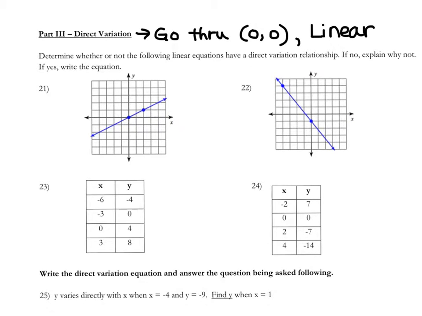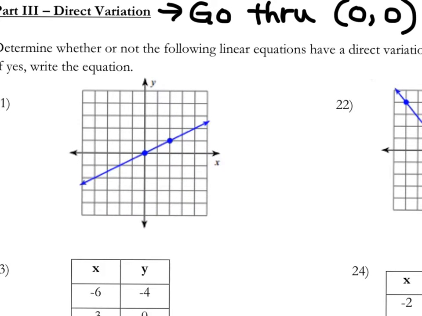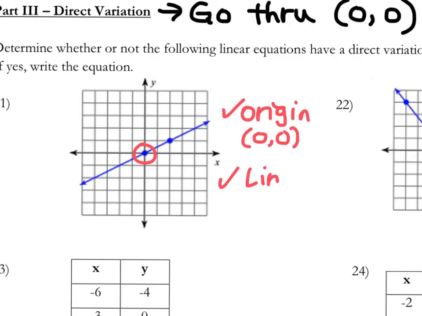So here, if you guys look at 21, is this a direct variation or is it not? Well, the two check marks. Does it go through the origin? Okay, which is (0, 0). Yes, it does, right there. Okay, second check, is it linear? It sure is. It's a straight line. So then this is yes, it is direct variation.